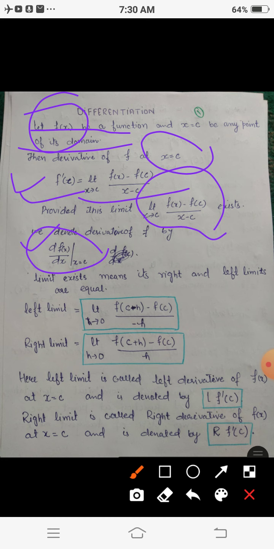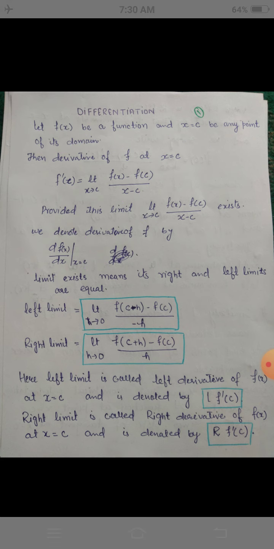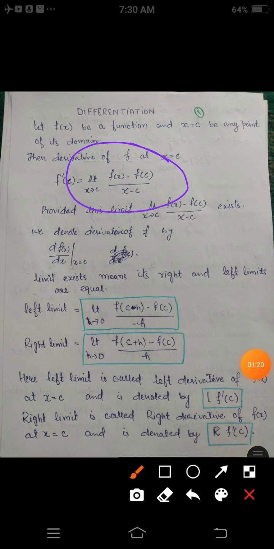Now you know that when you studied limits, limit exists means the right limit equals the left limit. Here the left limit is the limit as h tends to 0 of f of c minus h minus f of c upon minus h, by replacing x by c minus h, and the right limit is the limit as h tends to 0 of f of c plus h minus f of c upon h.